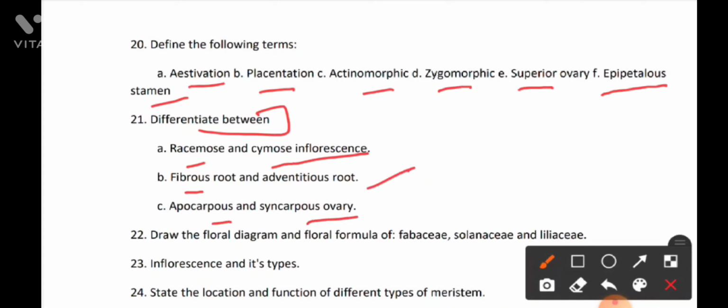Epicarpous and syncarpous ovary. Draw the floral diagram and floral formula of Fabaceae, Solanaceae and Liliaceae. Inflorescence and its types. State the location and function of different types of meristem.